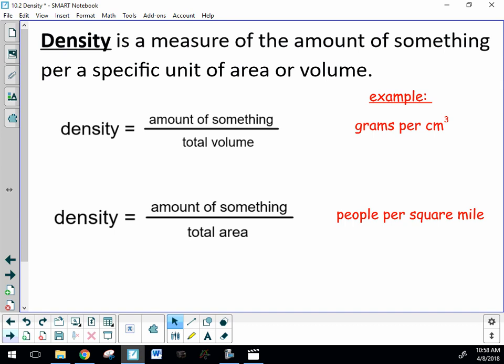Here's just your summary. Density is just the amount of something you have per a specific unit of area or volume. The assignment is in your note packet if you have the note packet, and answers are at the back so you can check your work. If you get stuck on any of those, bring it in and we'll talk about it in class. Thank you.